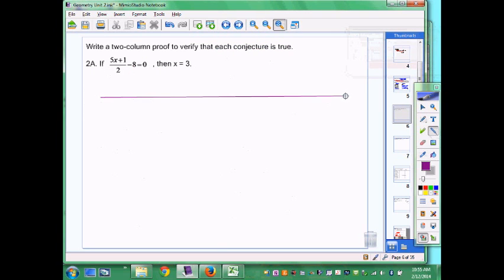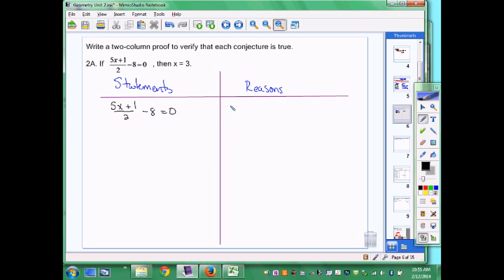Again, we start by making our two columns. We have statements and reasons. The if part is the given part. So this is given, and this is what we're trying to prove. The first thing I would do, since I'm trying to clear out to get to just x, is get rid of this minus 8. So I'm going to add 8 to both sides.